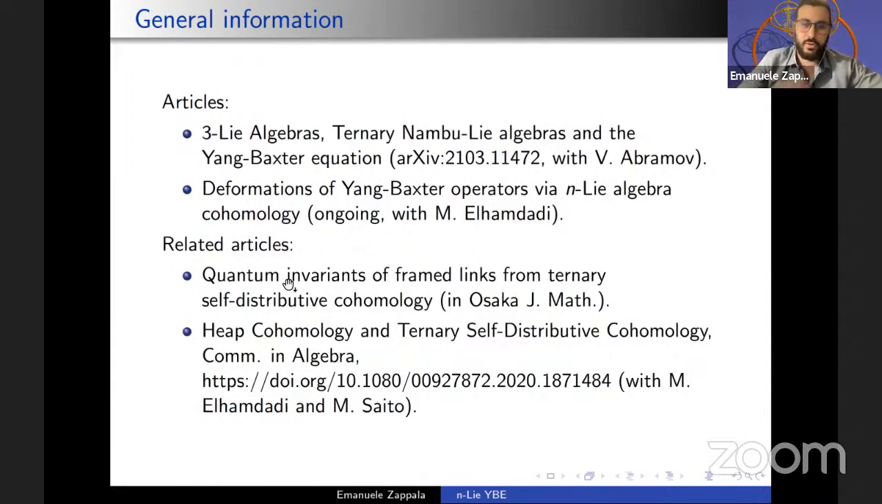But there are also a couple of more articles that somehow constitute the backbone of the ideas of these 2 main ones, and one is set to appear in the Osaka Journal of Mathematics, and another one appeared already in Communications in Algebra with Mohamed El-Hamdadi and Masahiko Saito.